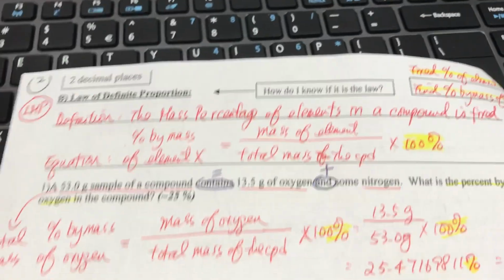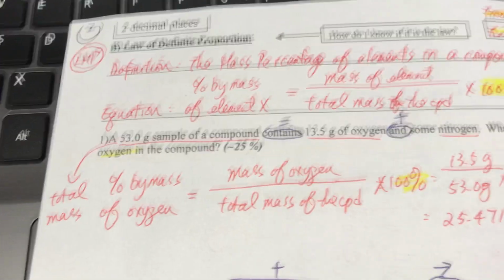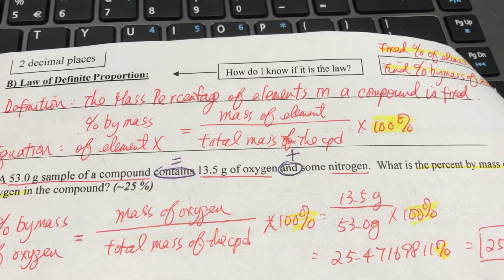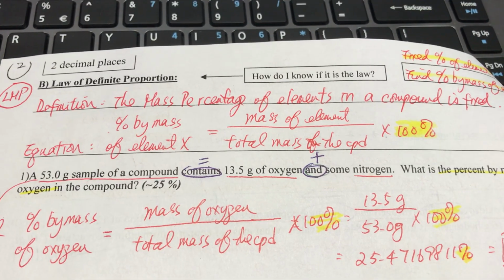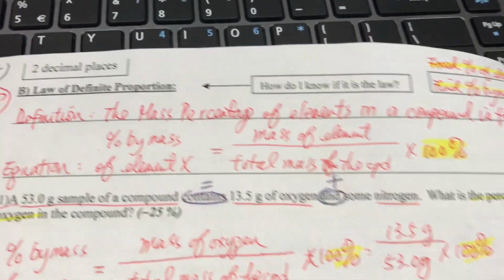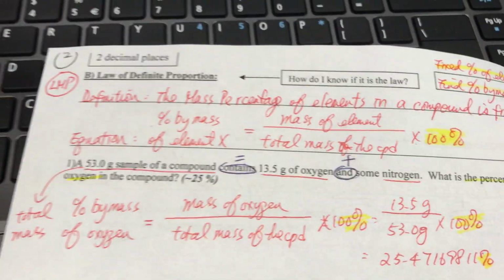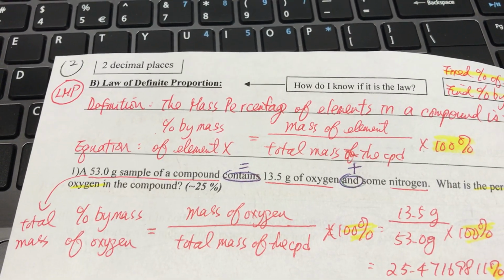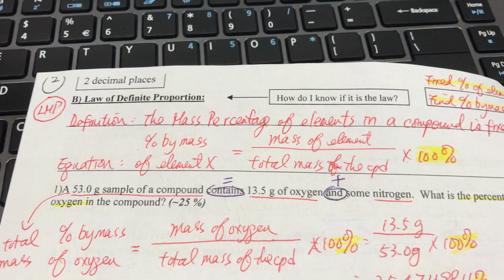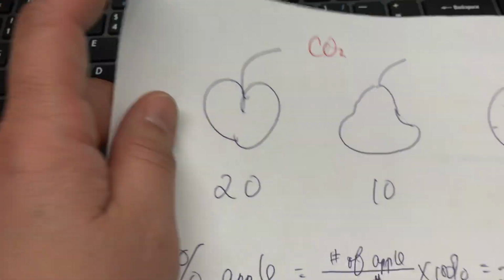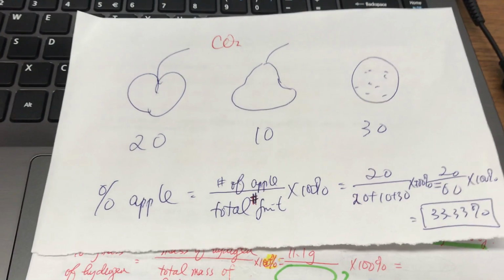Now the equation to find the percentage by mass of element X is the mass of the element over the total mass of the compound times 100%. It's always a percentage. Okay, the equation looks a little complicated, but if I show you this example, then you will know what I'm talking about.